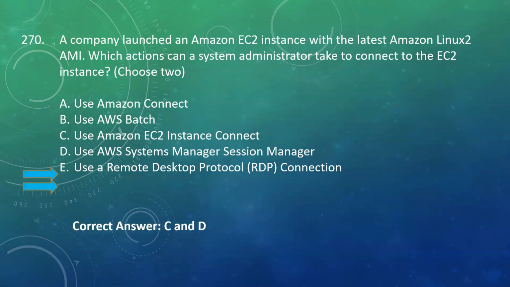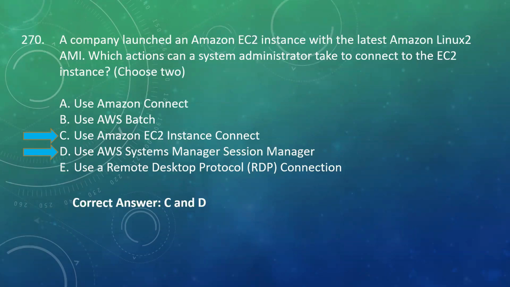And the correct answers are use Amazon EC2 Instance Connect and use AWS Systems Manager Session Manager. EC2 Instance Connect provides a simple and secure way to connect to instances using SSH, which is secure shell. It eliminates the need to manage SSH keys manually. You can connect to the EC2 instance directly through the AWS Management Console. Whereas AWS Systems Manager Session Manager allows you to manage your Amazon EC2 instances through an interactive one-click browser-based shell or through the AWS CLI. It provides a secure and auditable way to access instances.